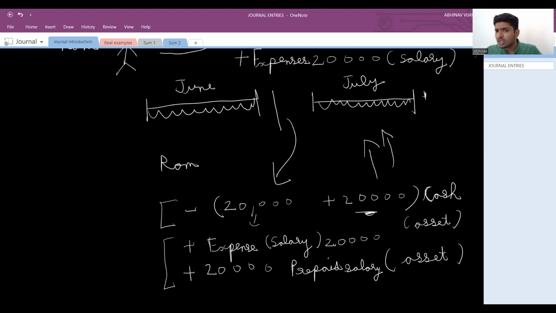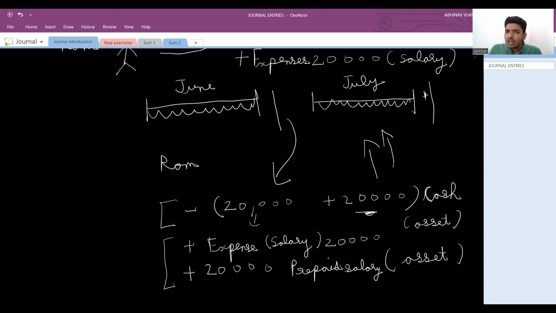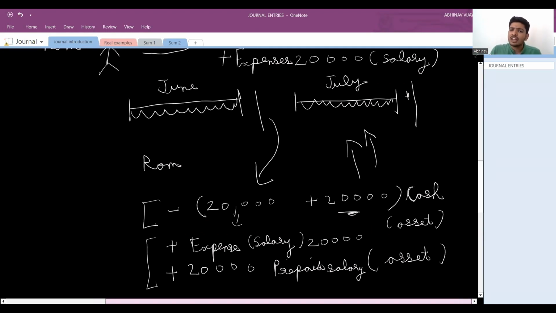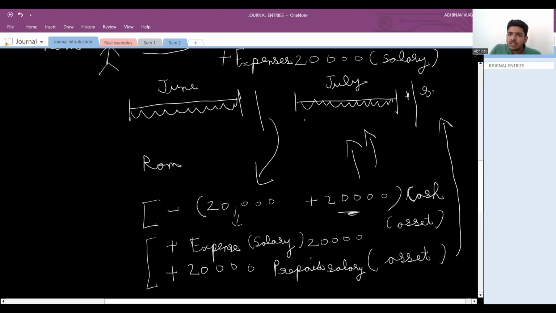Now, the final question that people ask is, what happens at the end of July? What changes? Do you pay Ram salary again? No, you don't pay Ram salary. Why? Because the salary for July was paid in June. So what actually changes at the end of July? This asset here changes into an expense.